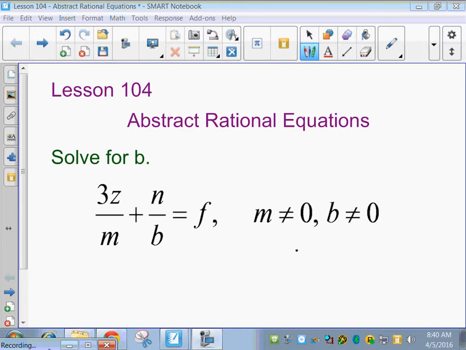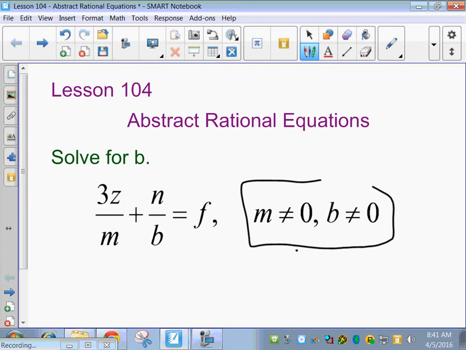Abstract rational equations. So I have 3z over m plus n over b equals f. So m cannot equal 0 because that would give you 0 in the denominator of a fraction, which is not possible. And b cannot equal 0, so they already listed our undefined values right here. And now we're going to solve for b.